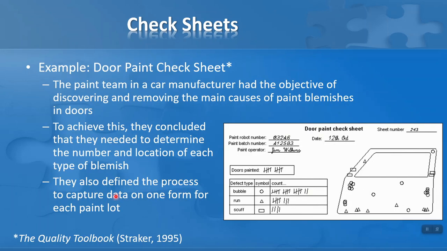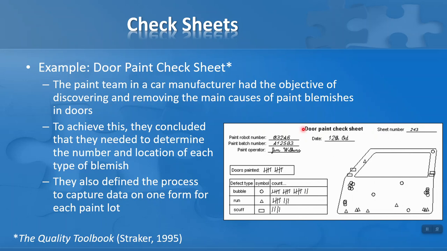So let's take a look at a more elaborate example. And this example comes from a book by David Straker called The Quality Tool Book. And in this book, Straker gives an example of a door paint check sheet. We've got a diagram over here on the right hand side, which shows us a tally check sheet in conjunction with a defect map check sheet here. So the scenario was that there was a paint team in a car manufacturer. It had the objective of discovering and removing the main causes of paint blemishes in doors.